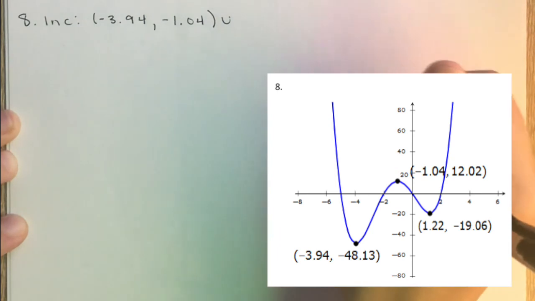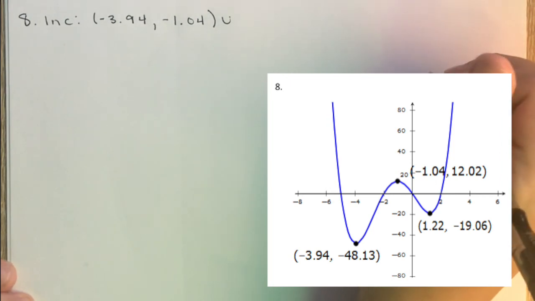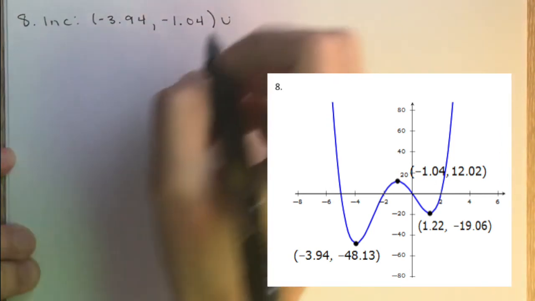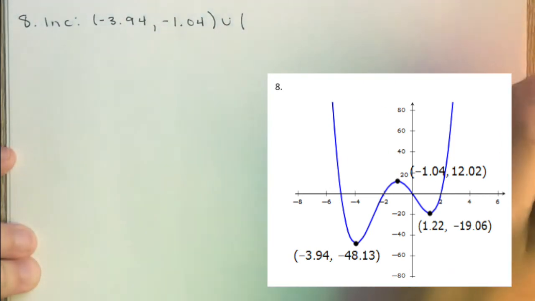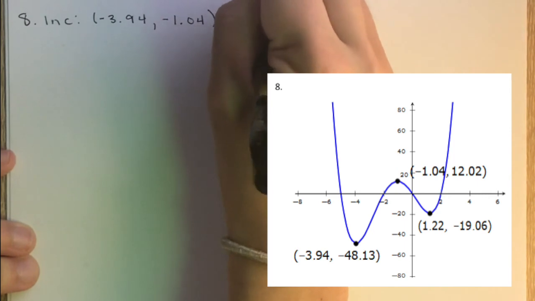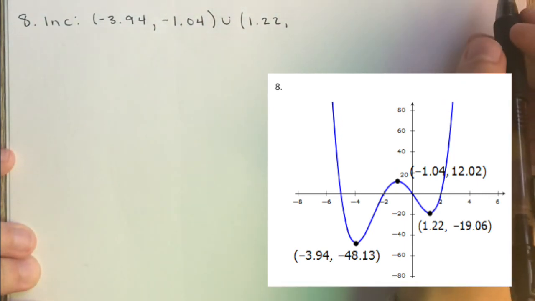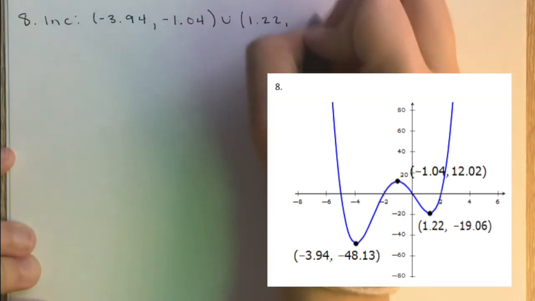Okay, where does the next portion start, right? The last piece where we're increasing is that piece on the very rightmost part of the graph. That piece starts at the x value of that point there, that second lowest value is 1.22, and continues all the way to what? Infinity, right?